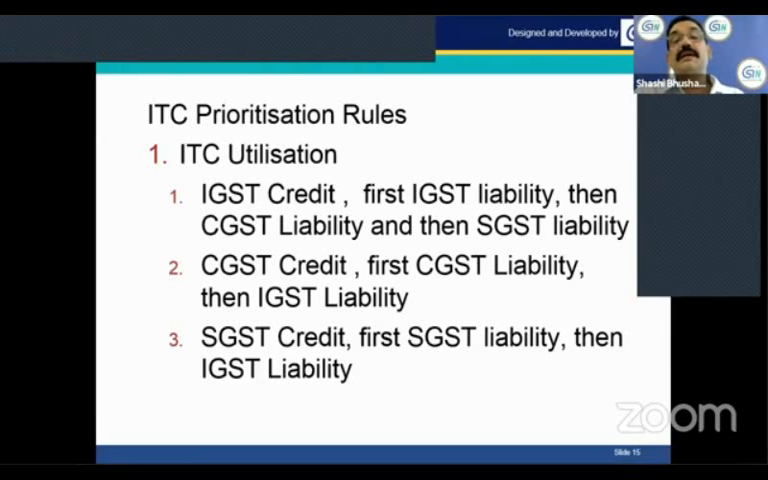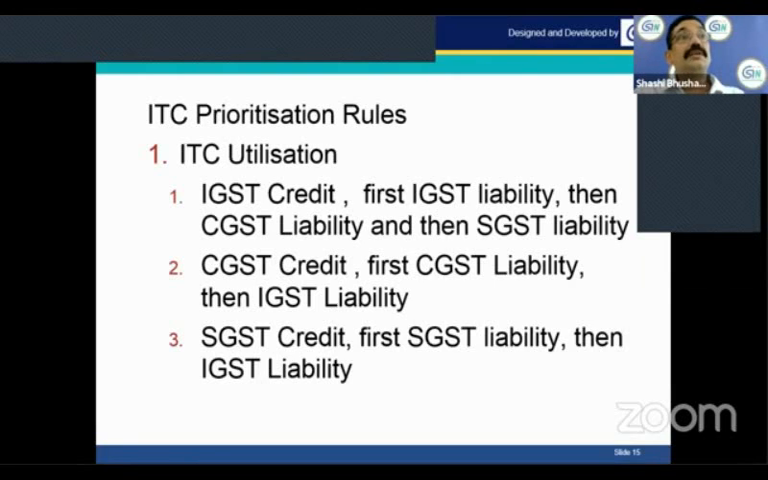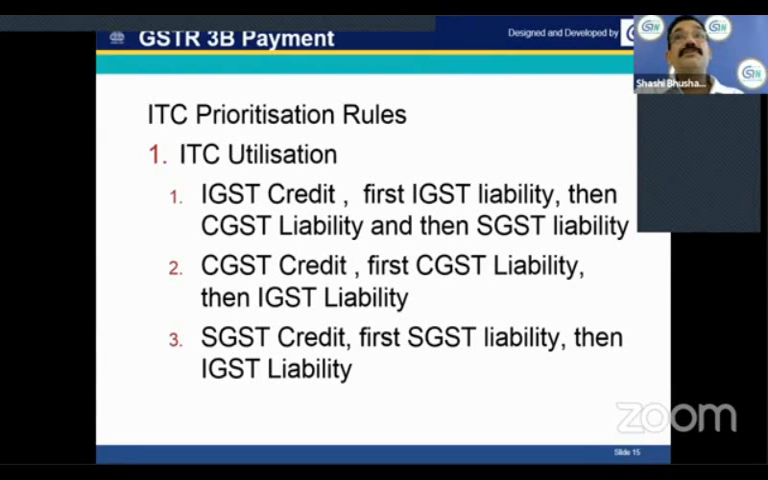Similarly, CGST credit has to be first utilized for CGST liability and then IGST liability. And similar is the provision for SGST credit. Now, these utilization rules have been built in the application, and you have to be cautious while furnishing these details. Otherwise, during the validation, the system will throw an error.